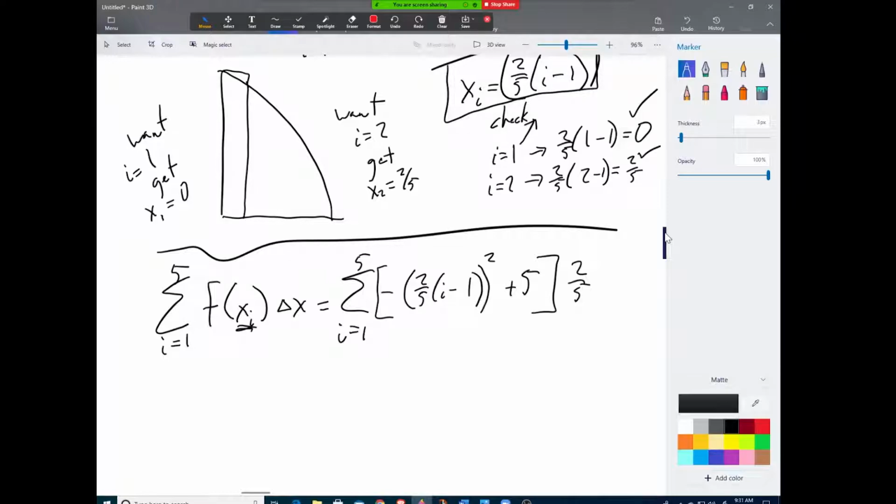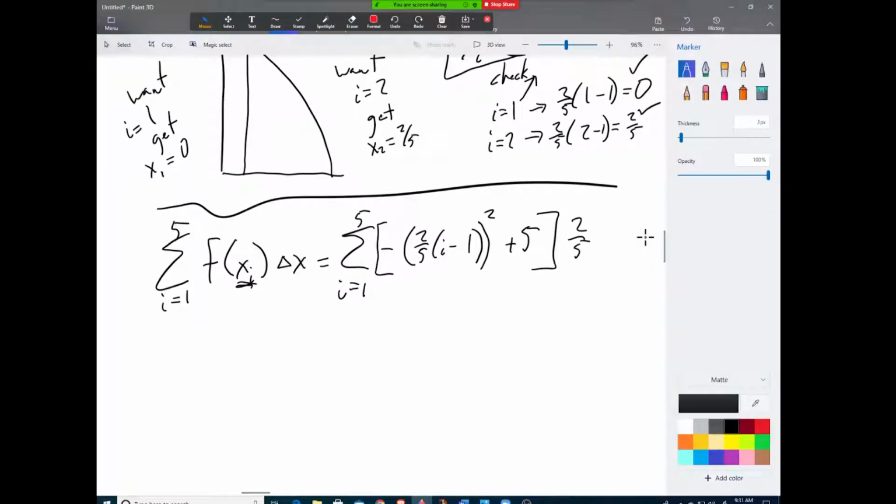So let's see. Here's how I'm going to do it, and you might choose to do it a different way. That's okay. I think it's still a good idea to show you how to do the algebra because it gets pretty messy otherwise. This 2/5, I'm going to pull that out front so I can deal with that later. I'm going to write out all my steps so I don't lose you.